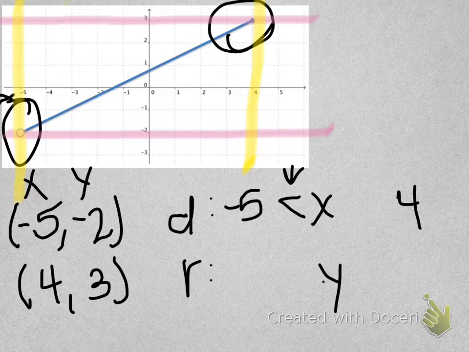Okay? When x is 4, the endpoint is closed, which means it's going to be less than or equal to before the 4. Okay?